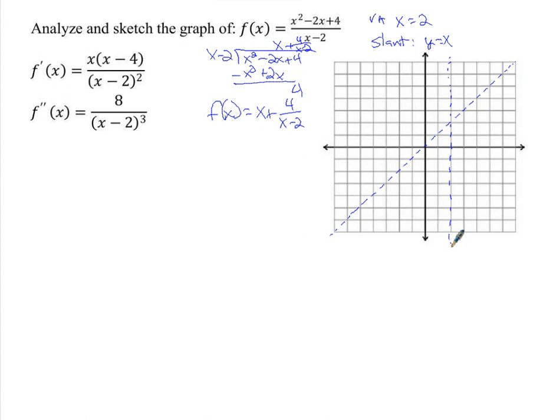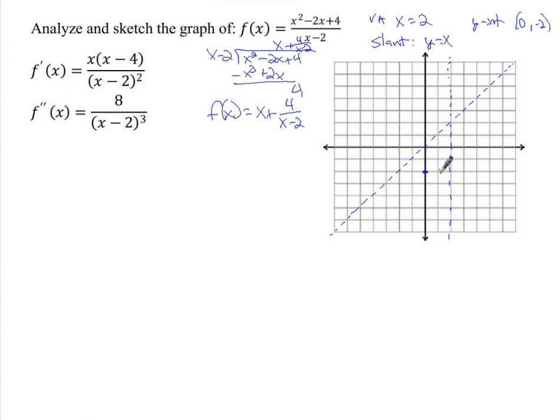Okay, next part of my inventory, y-intercept. Set x equal to 0. This is gone, this is gone. I have a 4 in the numerator divided by -2 in the denominator. So I do have a y-intercept of (0, -2). So I can mark that.